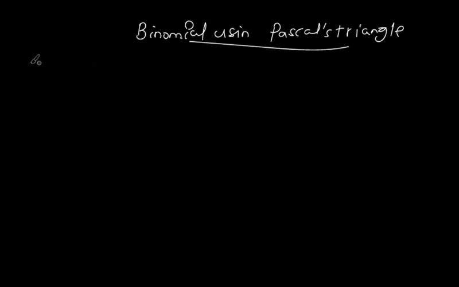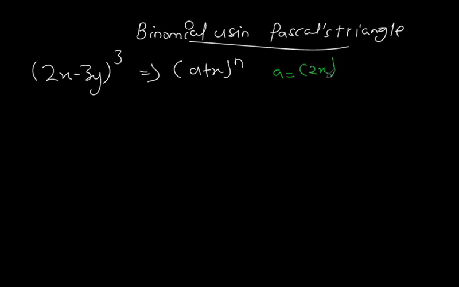So let's have our first example. We have example number 1, 2x minus 3y raised to the power 3. Okay, so from here, let's compare this to the general formula where we have a plus x raised to the power n. So we can see from here, our a is what? Our a is 2x over here. Then our x over here, comparing to the general formula, is negative 3y. Mind you, the negative sign is attached to the 3, so we carry it along. Okay, and then our n is equal to what?